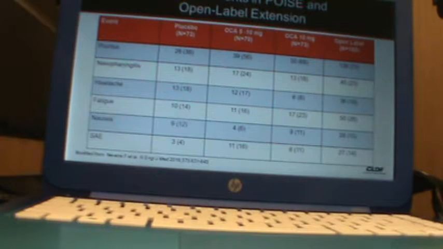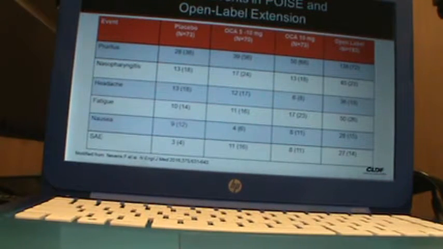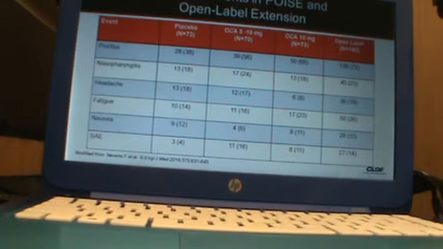The pruritus is maybe a bit of a problem, since it's maybe part of what is affecting the patient to begin with. However, in further observations, the pruritus seems to abate as the medication is continued.